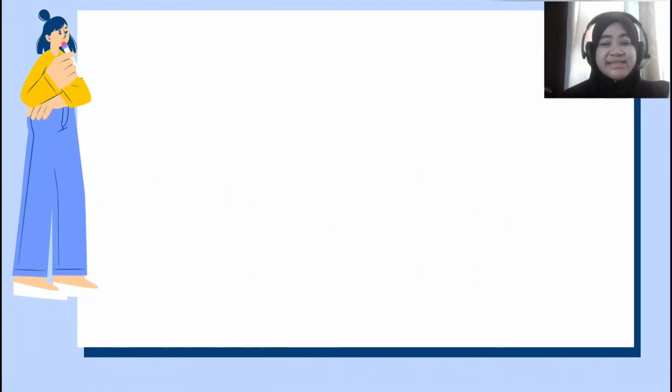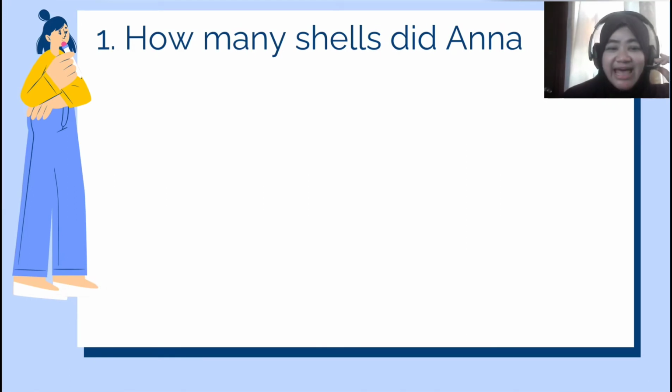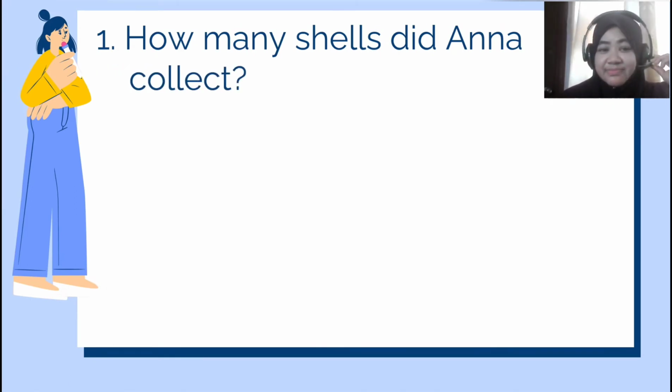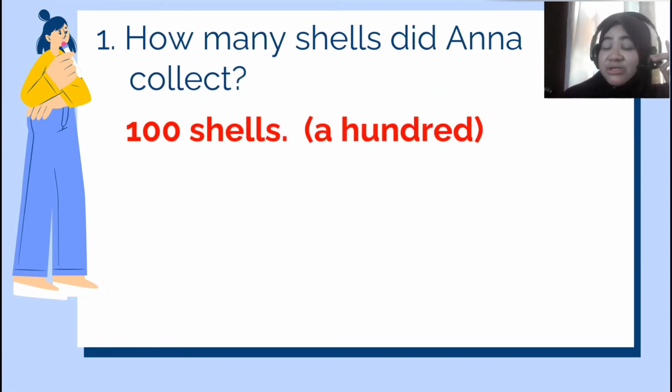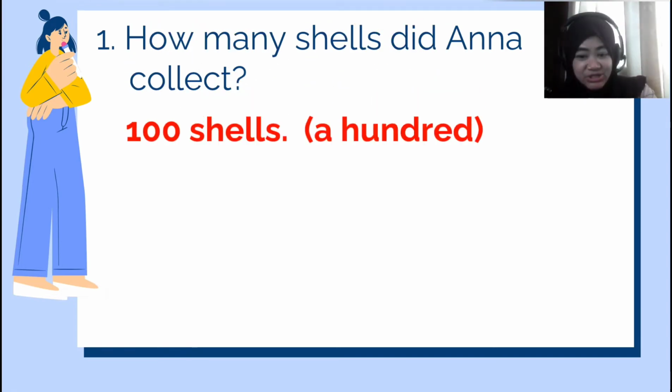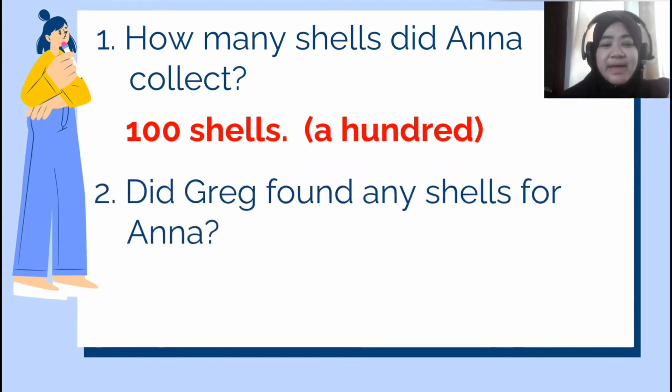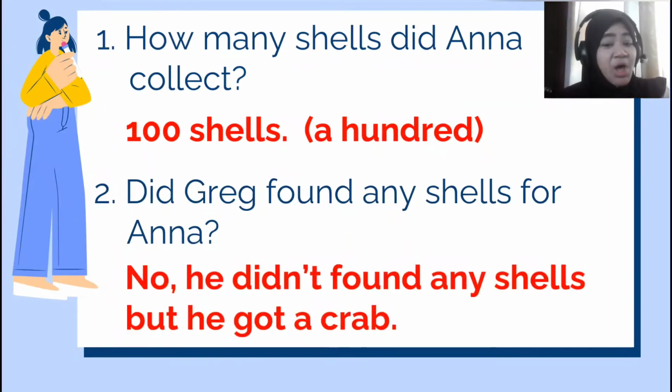Okay, you have listened to the dialogue just now. Now, I have 2 questions that I want to ask you, and I want you to answer the questions correctly. Let's look at number 1. How many shells did Anna collect? 100 shells. Yes, 100 shells. Number 2. Did Greg find any shells for Anna? No, he didn't find any shells, but he got a crab.